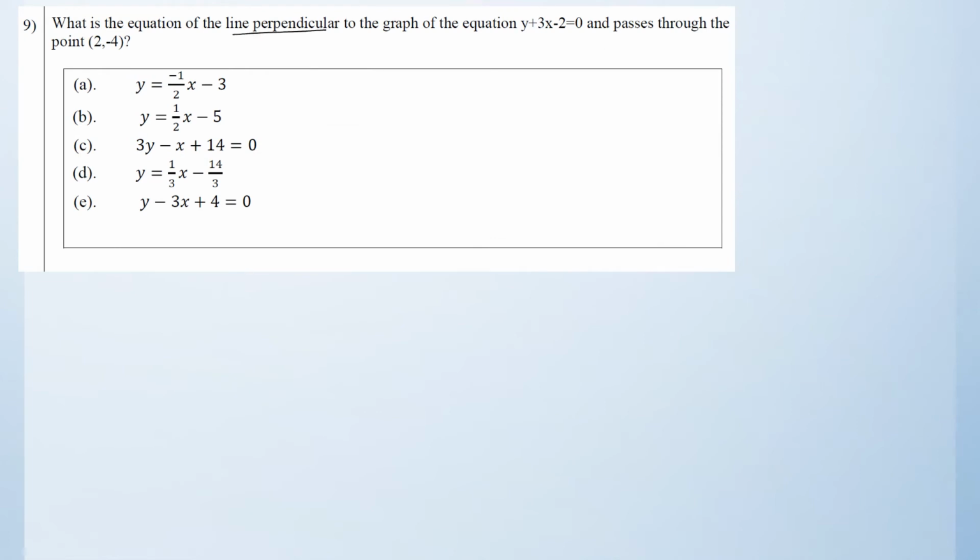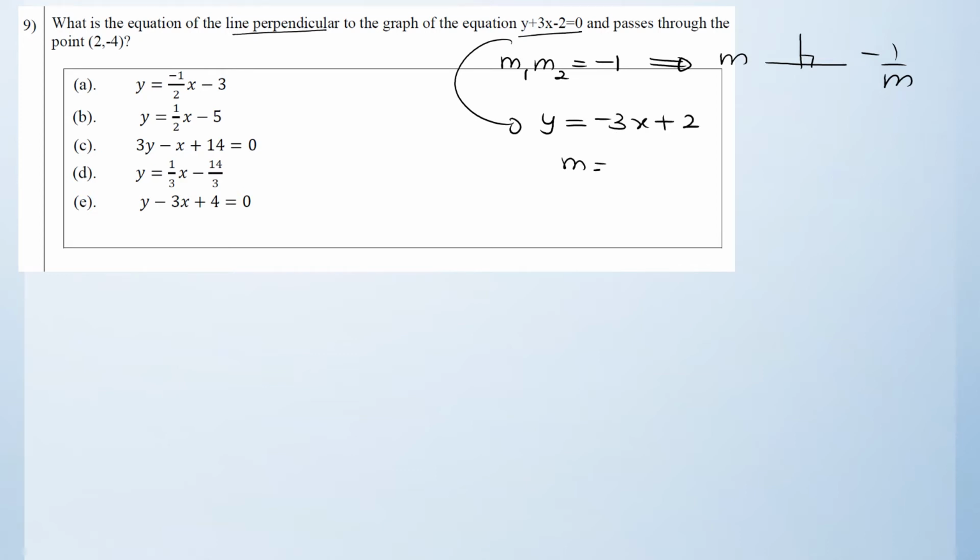We have to find the perpendicular line for the given straight line y plus 3x minus 2 equals 0. So basically we know the property behind perpendicular lines, where we have two straight lines with the gradients m1 and m2. The multiplication will be minus 1. The idea is, if you have the gradient of the given straight line as m, the perpendicular line will have the gradient of minus 1 over m, reciprocal, and we have to change the sign. By using that property, when we convert this into the standard format, we have minus 3x plus 2. So the gradient m will be minus 3.